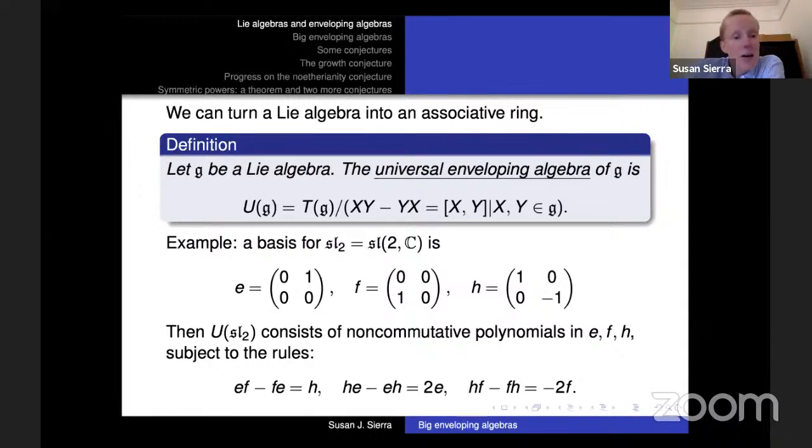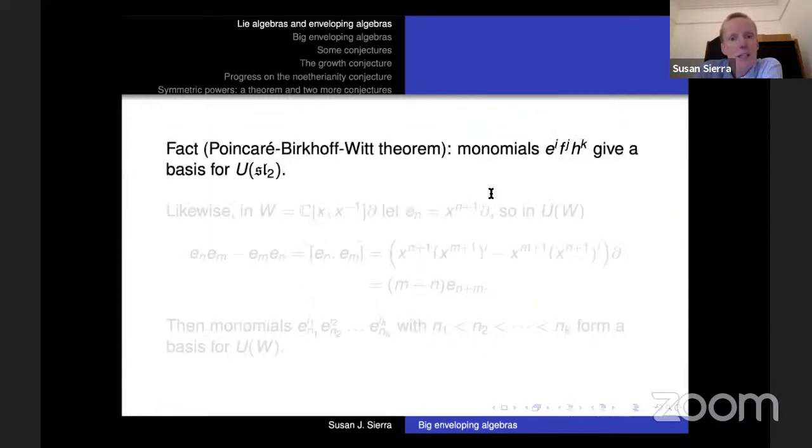So I've now got this enveloping algebra, this universal enveloping algebra U of SL2. And one of the nice things about this enveloping algebra is that there's a nice basis for it. I can write any element of the enveloping algebra as a sum of monomials that look like E to the i, F to the j, H to the k.